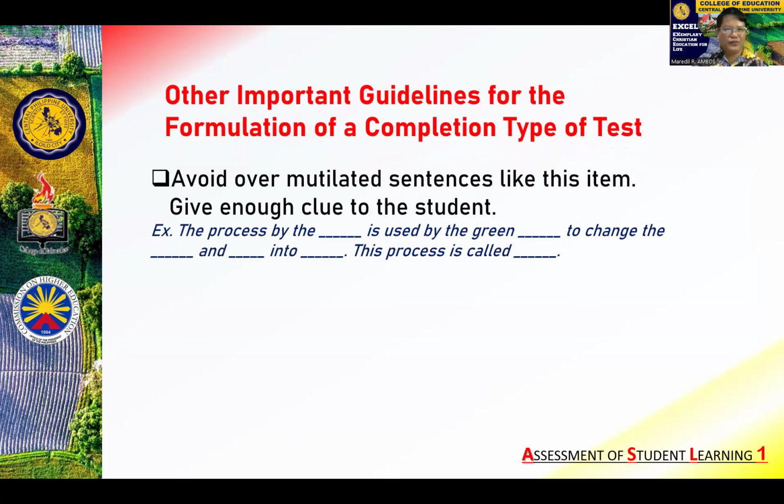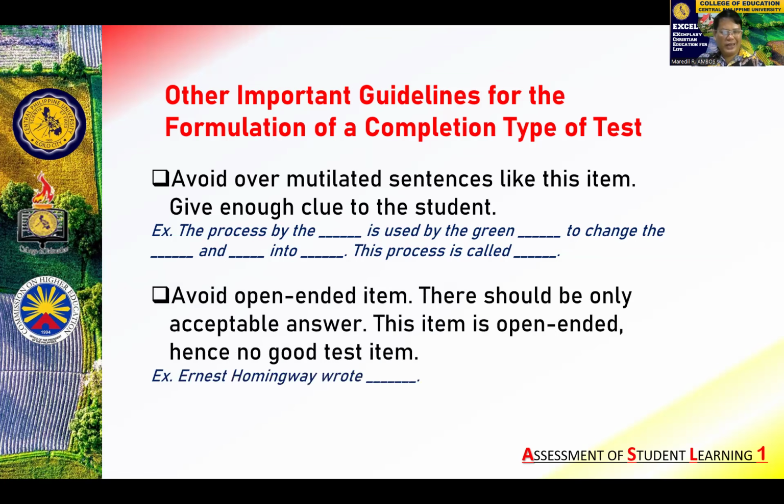Okay, the first is avoid, of course, overmutilated sentences like this item. So give enough clue to the student. For example, the process by the blank is used by the green blank to change the blank and the blank into blank. So this process is called blank. So there's a lot of blanks in the question. So it's really hard for students to answer.